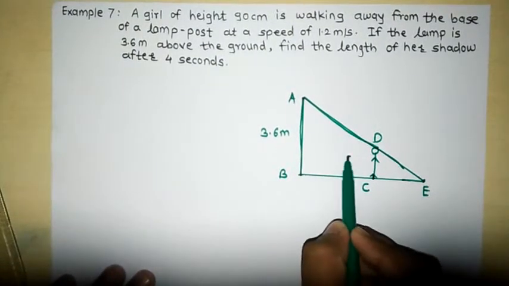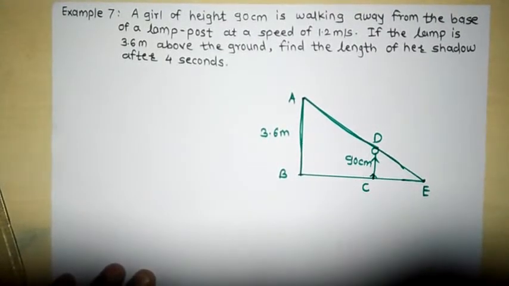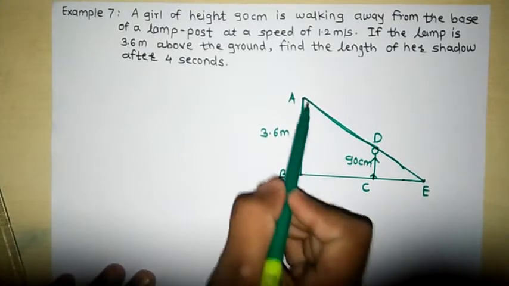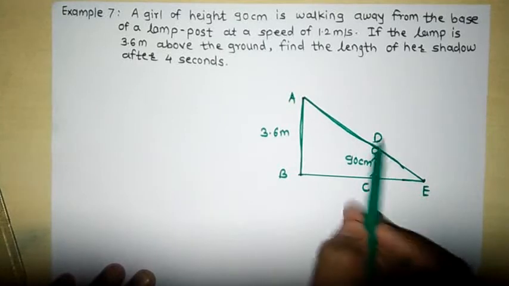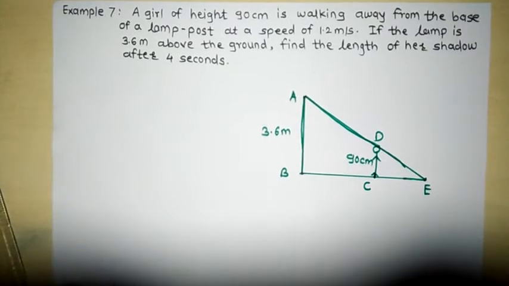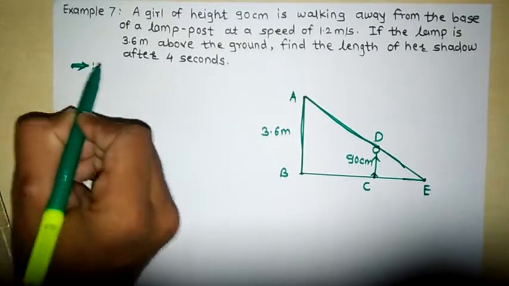Then what is the height of the girl given? 90 centimeter. The height of the girl is given in the question, that is 90 centimeter. And what is CE? CE will be the shadow of the girl, because the light travels in this way, and after the girl, the shadow will come here. That is, CE will be the length of the shadow. Therefore, we will assume all things here. See how to solve this.